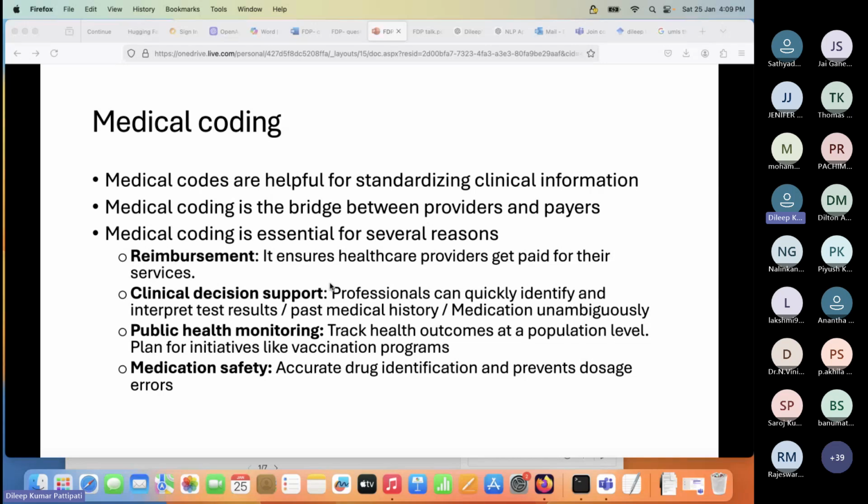And also, if you standardize that, you can track the health of a population group. Based on that, the government can plan for vaccinations and also medication safety. For generics, the pharmacy companies may not give the actual drug, they may go for some cheaper drug. To avoid these issues, if you have an accurate code, we can say which drug has been given. To avoid all these things, we require a standard terminology.